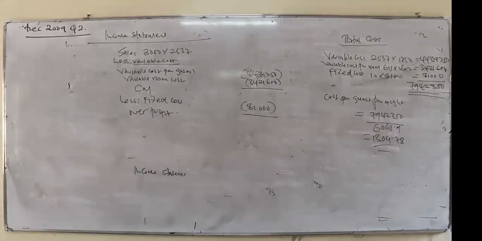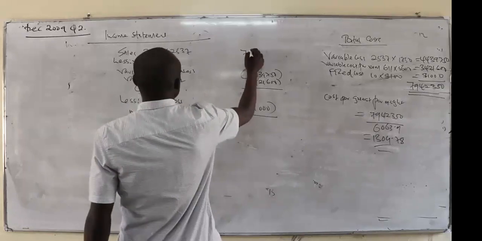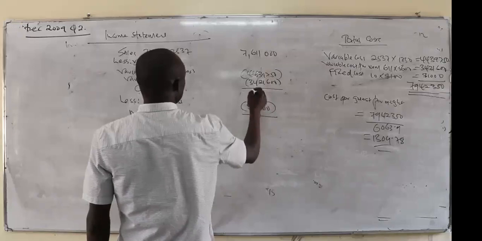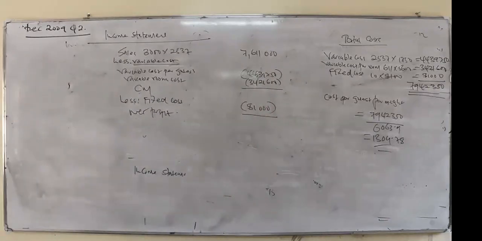So when you multiply the first one, what do you get? 7,611,000, like that. Then we multiply this to get the contribution here. We deduct that one to get the contribution there. Negative. So that is a loss. So right there, the loss.